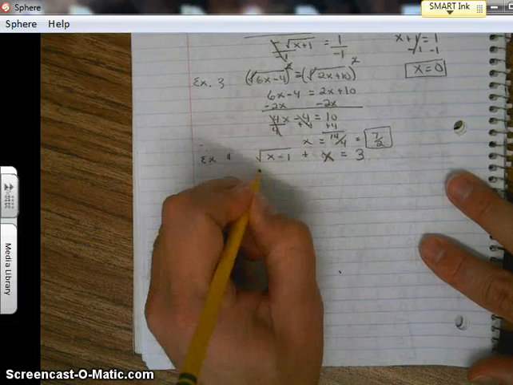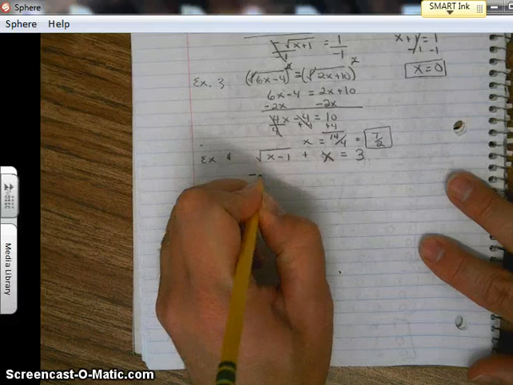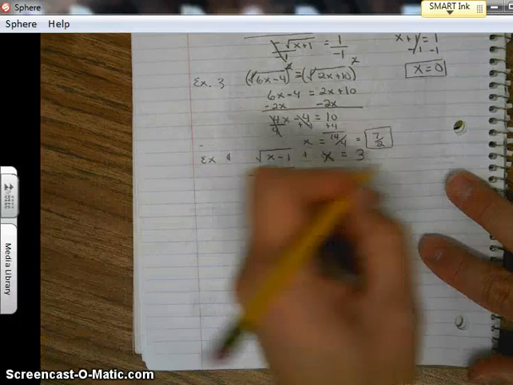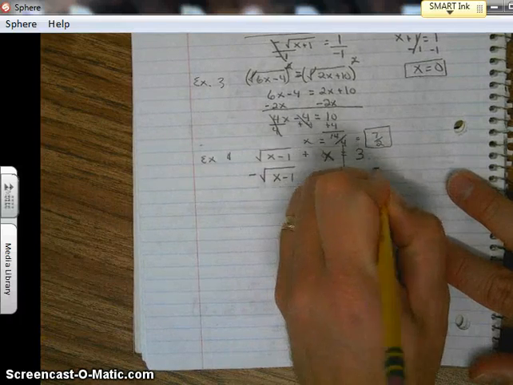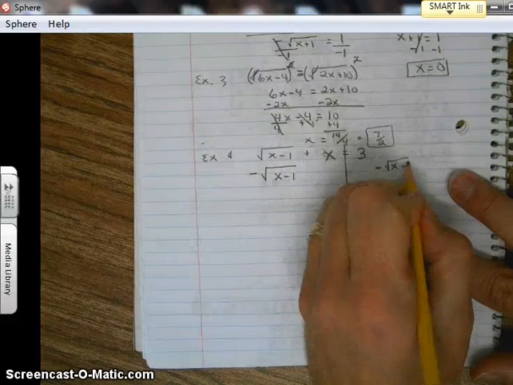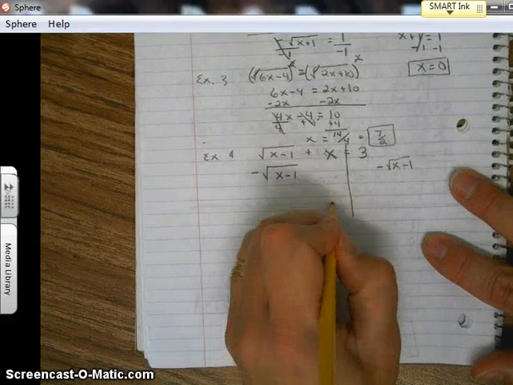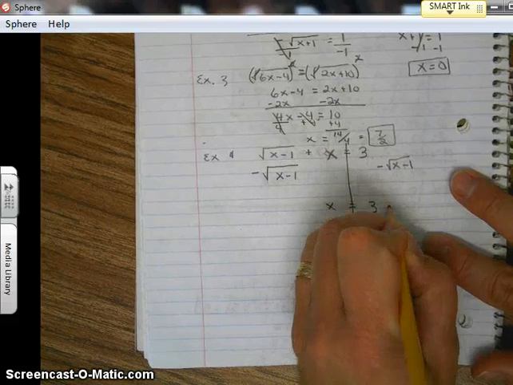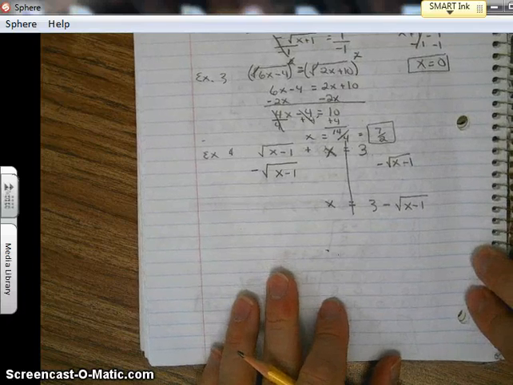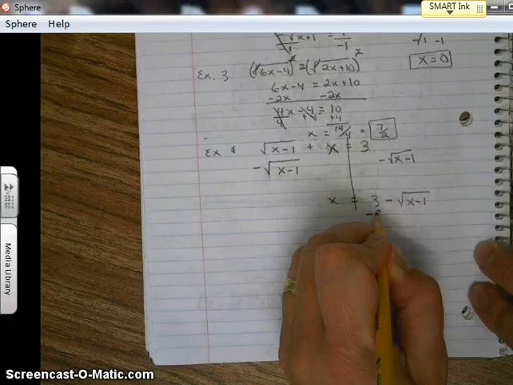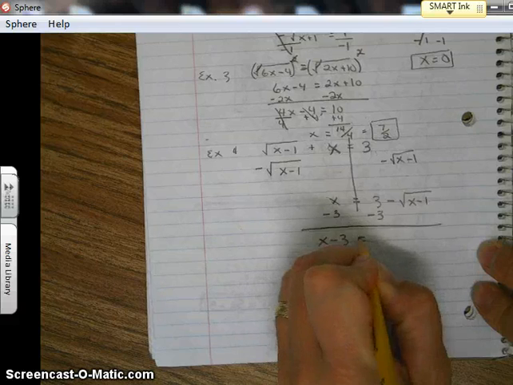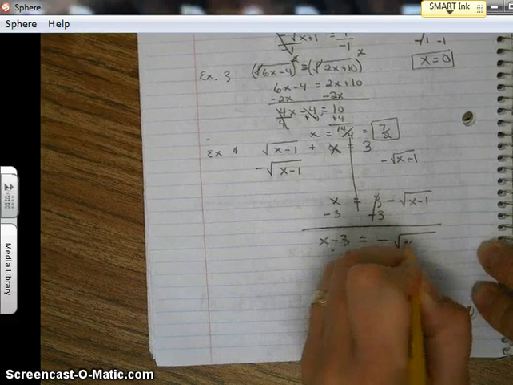So since this is a positive square root of x minus 1, if I want to cancel it, I can subtract the square root of x minus 1. What you do to one side, you do to the other side. So now what we have here is x equals 3 minus the square root of x minus 1. Now I'm going to subtract the 3. We get x minus 3 equals negative square root of x minus 1.